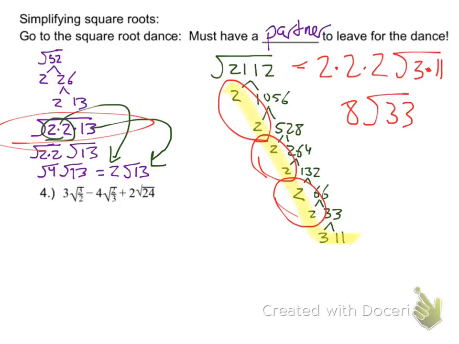The reason why we simplify square roots, ladies and gentlemen, is because 8 times the square root of 33 is easier to read or use than the square root of 2,112. 2 times the square root of 13 is better than the square root of 52. Because 2 times 2 times 2 is 8. Multiply all your partners or your groups back together. Remember, when they leave, they become one member of that group, or one number of the group. Well, you got that wrong.